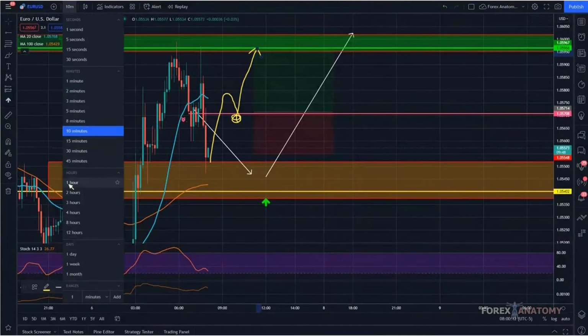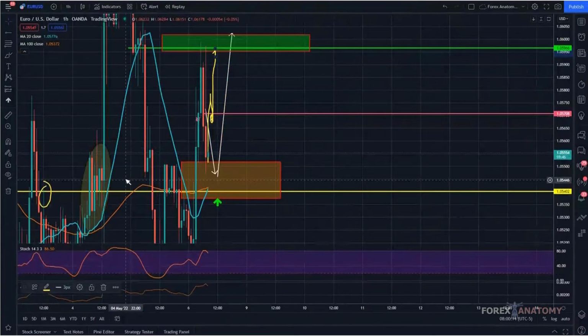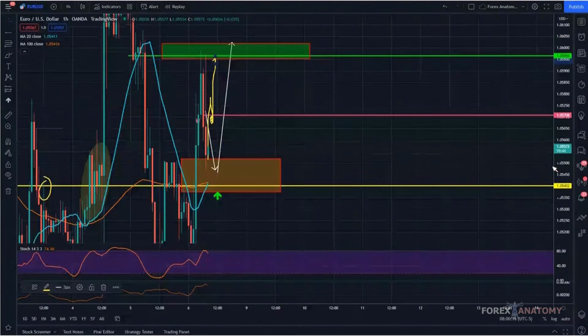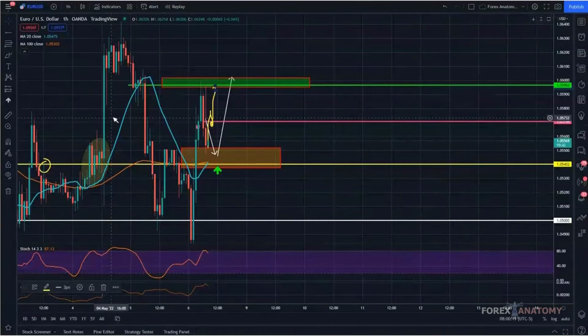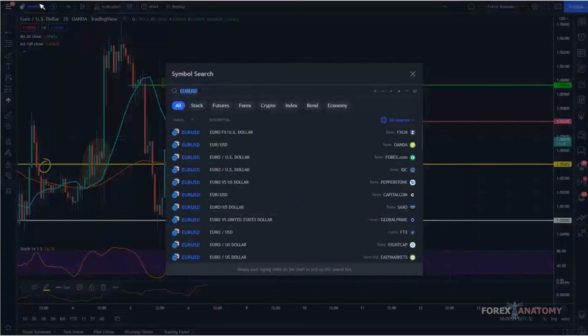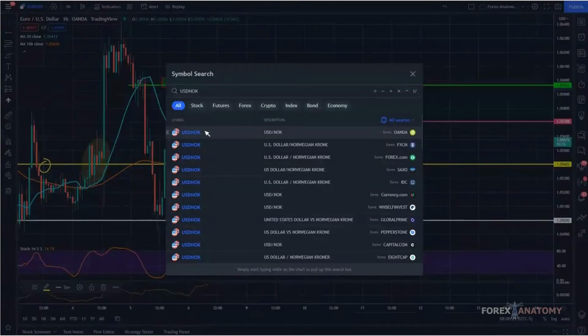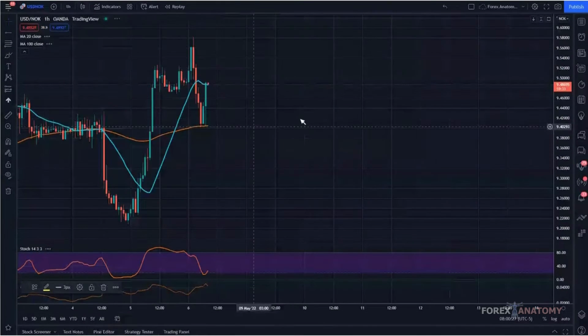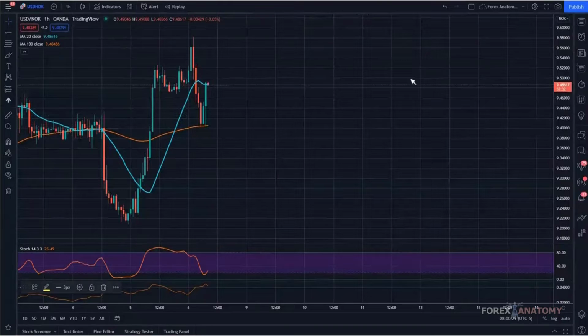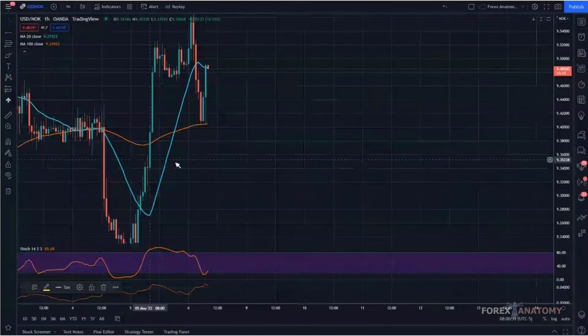I know I did have one more pair, a day trading setup, but I don't think I'm going to do that for now. Let me just see how it's looking. I believe it was US dollar NOK. Let me see. Yeah, it was US dollar NOK.